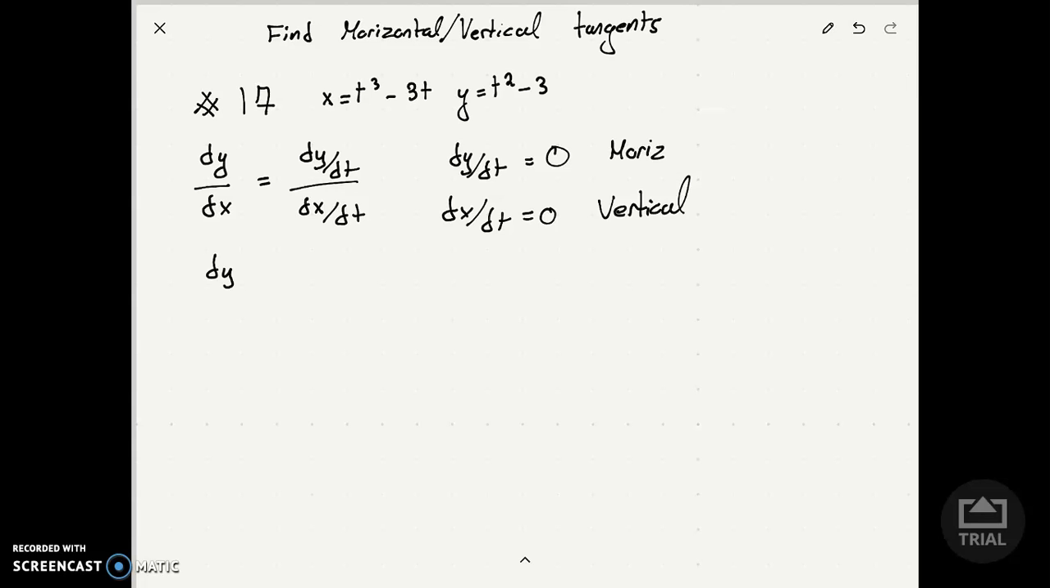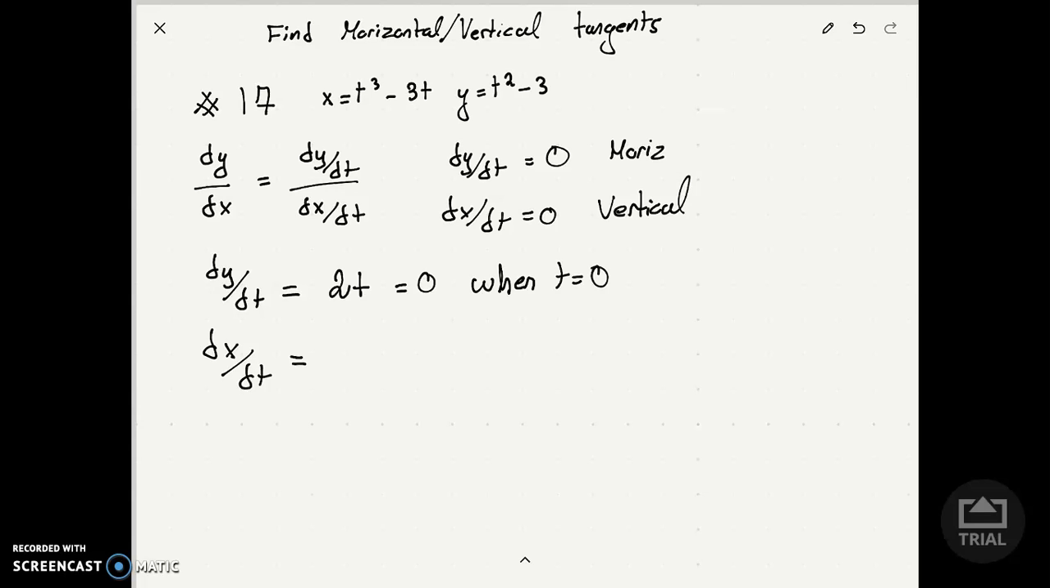So dy/dt, and this is looking for, again, horizontal, because we're just trying to get the derivative to be 0. And so dy/dt is 2t, and all I did was differentiate that. So that occurs just at 0, right? This is equal to 0 when t equals 0. Okay, so that's our horizontal tangent. And then our dx/dt, so our vertical tangent.